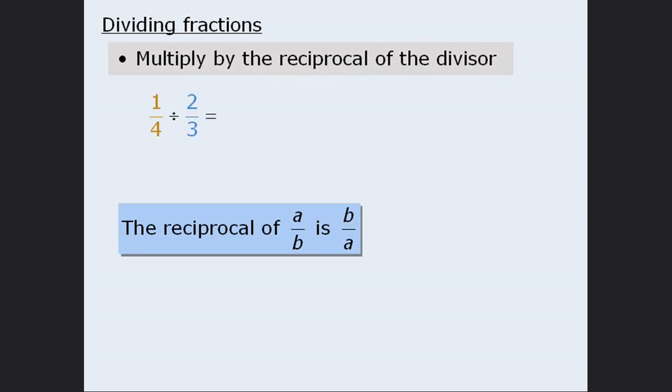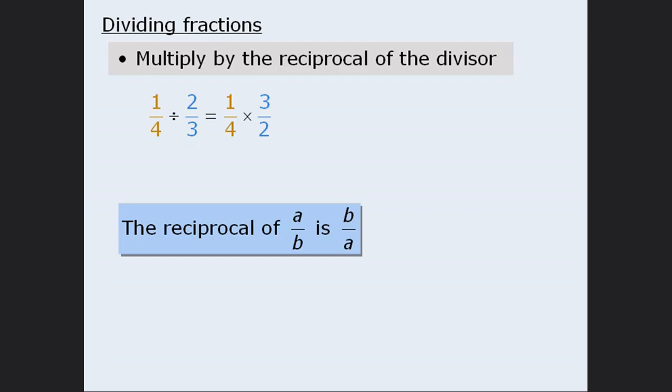So if we want to divide 1/4 by 2/3, we must first recognize that 2/3 is the divisor. It is the number we are dividing into 1/4. At this point, we can apply our rule to see that 1/4 divided by 2/3 is equal to 1/4 times the reciprocal 3/2. From here, we simply multiply.